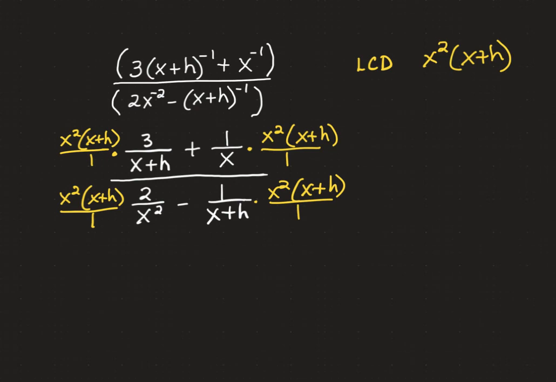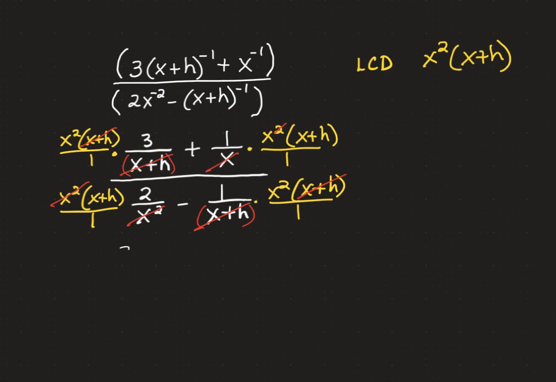And so now I can cancel some things. In fact, I can cancel this x plus h. I can cancel one of these x's. I can cancel x squared here and here. And once again, I can cancel x plus h. So now what does my entire ratio here look like?